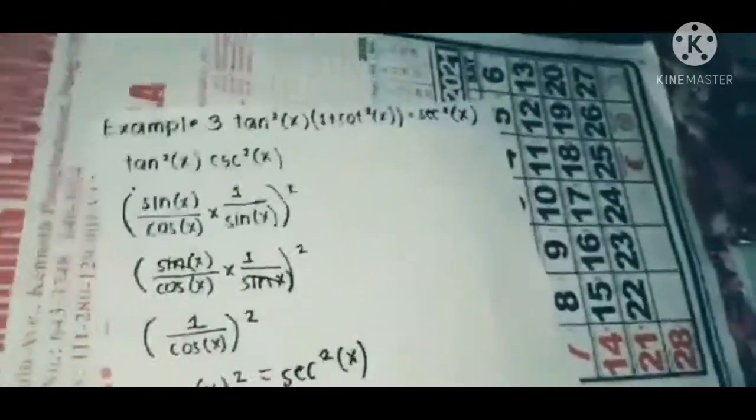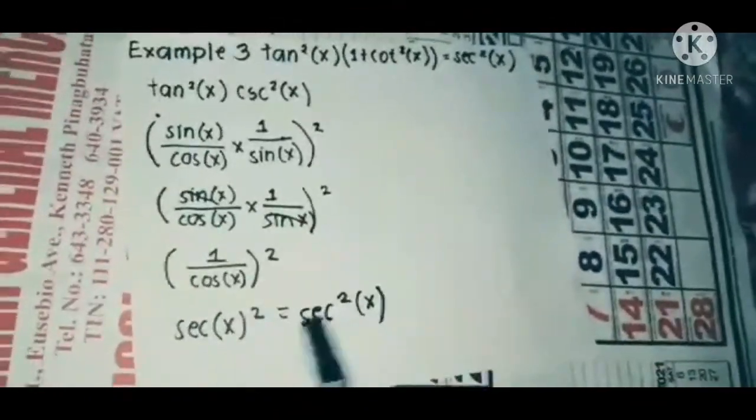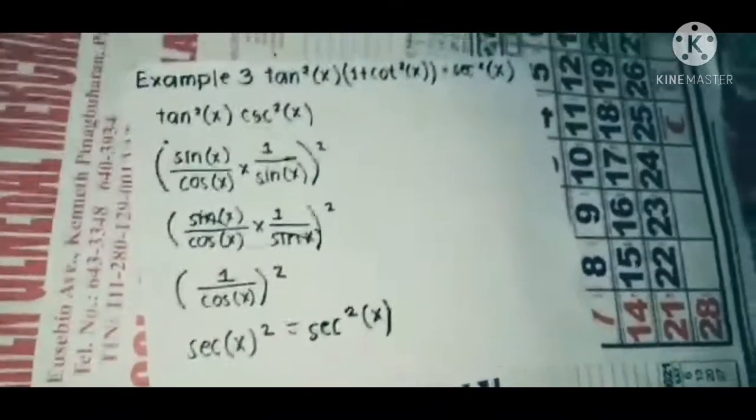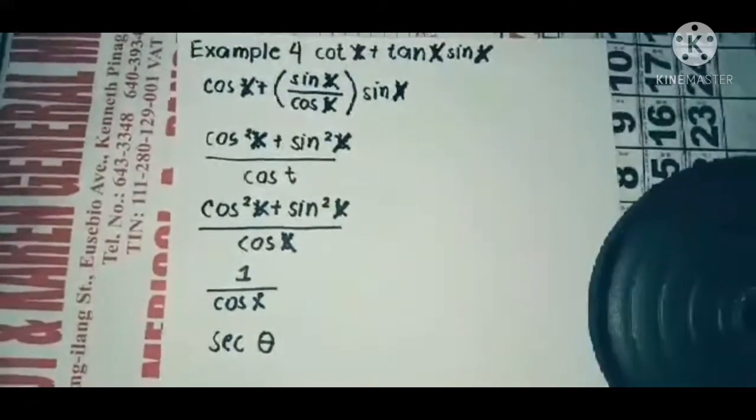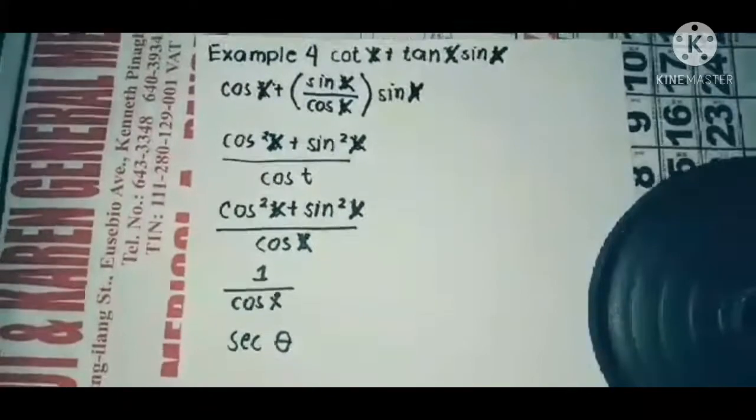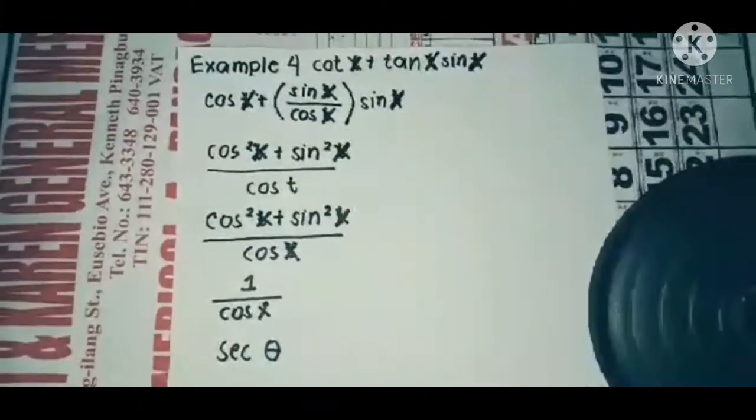So it equals the example expression. That's all for example number 3. Now we're at the last example, example number 4, another trigonometric expression: cotangent x plus tangent x.